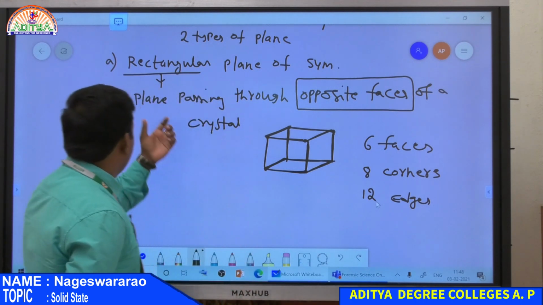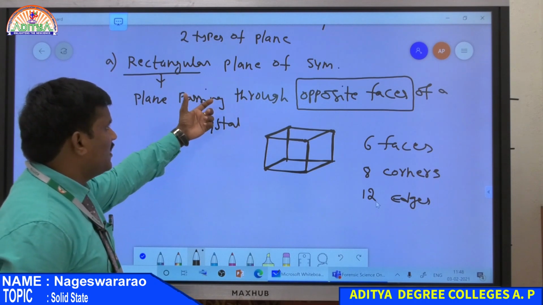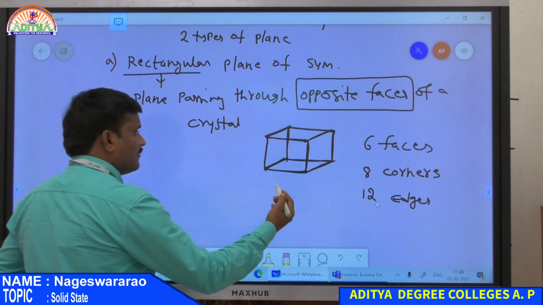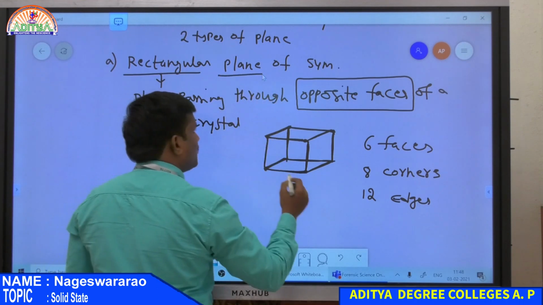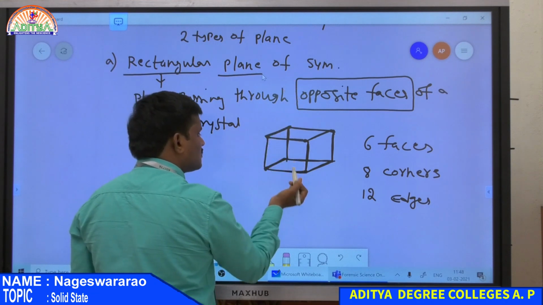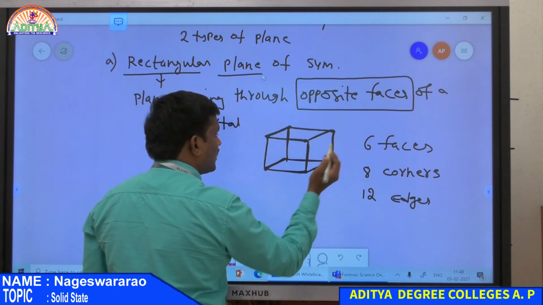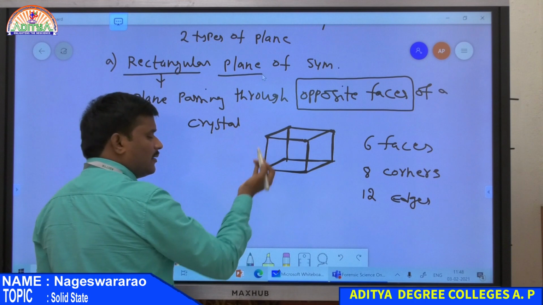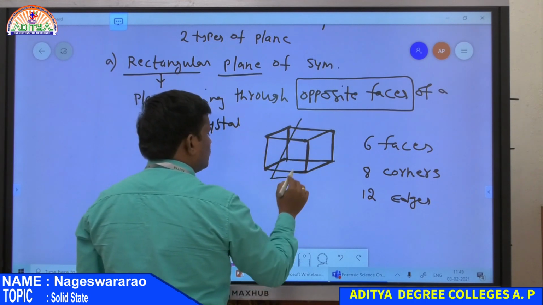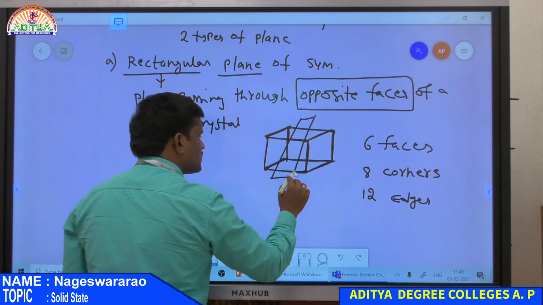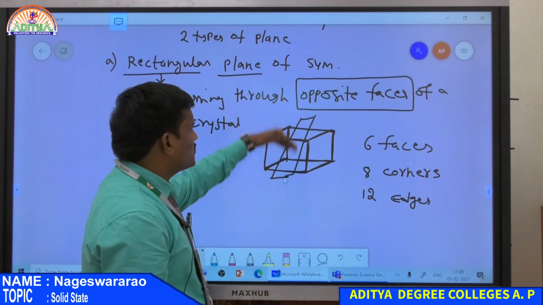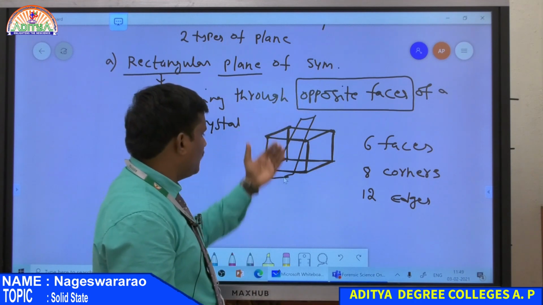So in the rectangular plane, this is a plane passing through opposite faces. So imagine any plane that is passing through opposite faces, maybe above and below, or left hand side or right hand side, and also top and bottom. So I consider this is a plane. This plane is passing through 2 opposite faces, so above and below.